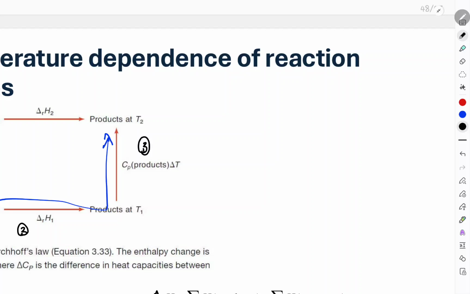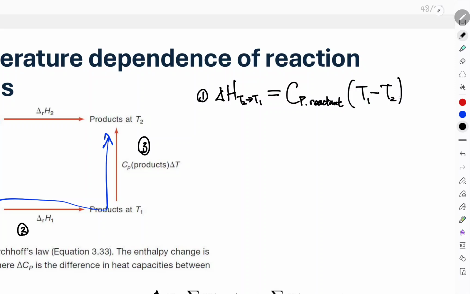Here, the first one is the enthalpy change. The temperature changes from T2 to T1, and the component is a reactant. So the heat capacity is that of the reactant, the final temperature is T1, and the initial temperature is T2. So the delta H becomes Cp delta T. And the second one is already known.